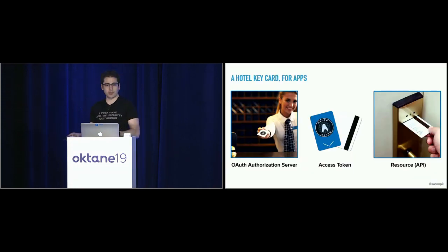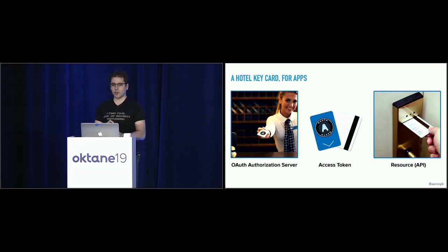So when you go to a hotel, you check in at the front desk. You log into the front desk. You show them your ID. And they give you back a hotel key card. That's like an OAuth access token. You take that key card, you go to the hotel door, you swipe at the door, and the door opens.